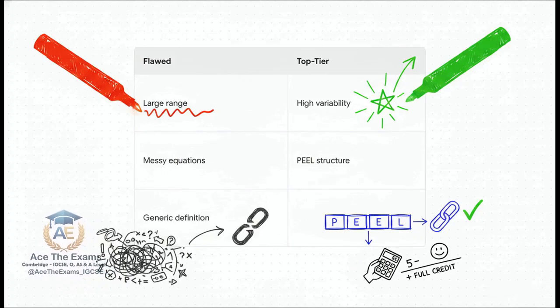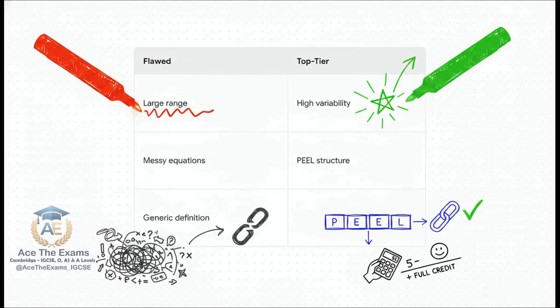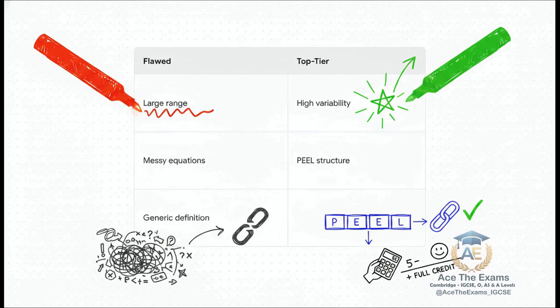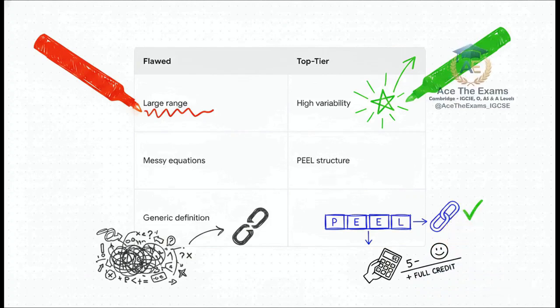It replaces that fluff with, the range of 45 indicates high variability in the daily greenhouse temperatures, suggesting inconsistent heating mechanisms. Do you see the profound difference there? Messy, unlinked equations are entirely replaced by a step-by-step PEEL structure with clear notation. Generic textbook definitions are replaced by definitions applied directly and forcefully to the scenario. That exact transition is where the weak link is broken, and a terrifying 5-mark penalty instantly turns into full, glorious credit.